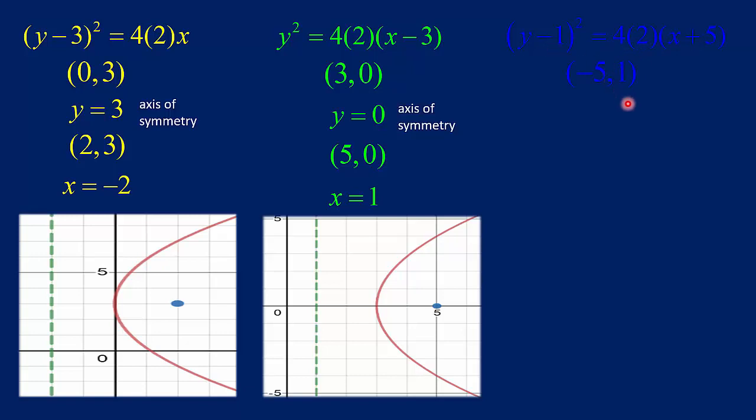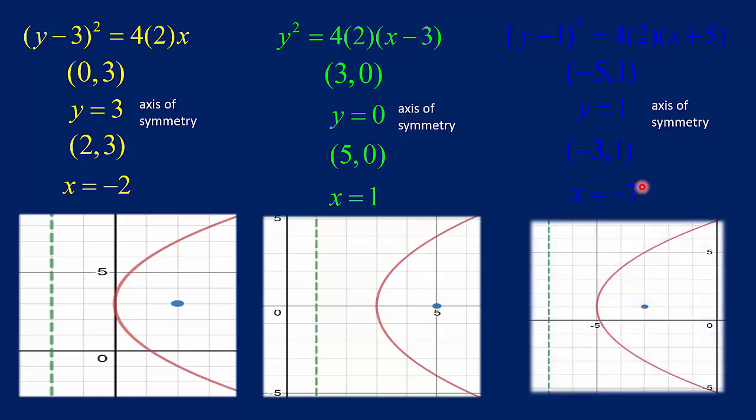Now, we've got a parabola opening to the right. So I'm going to need to add 2 to this -5 to get to the focus. But before I do that, remember the axis of symmetry, y equals 1. Now we can get the focus. Add 2 to the -5, and we get -3, 1. Now we subtract 2 from the -5, and we get the directrix, and here's what the graph looks like.